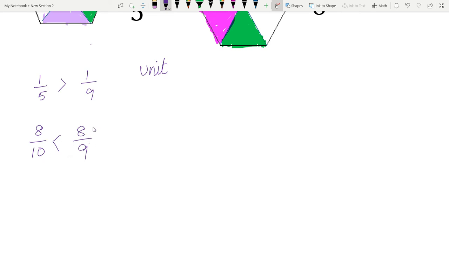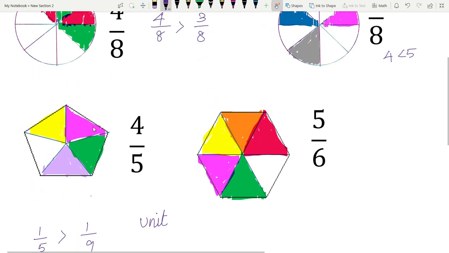Okay, now we can move to the unlike fraction. What is meant by unlike fraction? Look at here, 4 by 5 and 5 by 6. Here we can take the denominators. Here we have a denominator 5 and in this fraction we have a denominator 6. So, numbers 5 and 6 are the denominators. When the denominators are different, we can say the given fractions are unlike fractions.